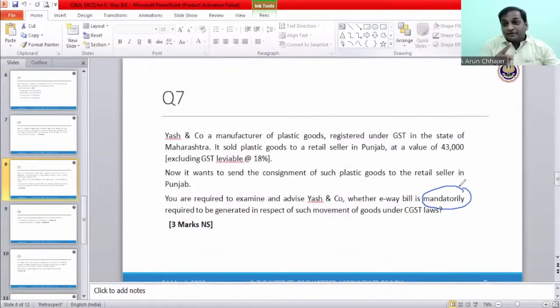Very good example. If the value of the consignment is 43,000, moving the goods from Maharashtra to Punjab, value is 43,000 excluding GST, rate of GST 18%. Is it required mandatorily or not? Very important question. 3 marks question. New syllabus, a 3 mark question has been asked. This question has been asked in the exam. All these questions, either in RTP or mock test paper, or in the old syllabus or the new syllabus, have been asked. Whatever questions I'm compiling, they have been asked somewhere in the past.